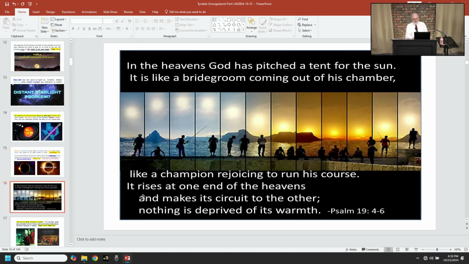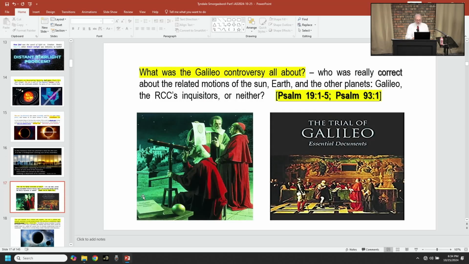Psalm 19 talks about how God has a circuit that the sun makes, and that as a result, nothing is deprived of its warmth. That is, all the warmth that we have on planet Earth, we would not have if we did not have the sun. So God gives to us because of that, and the sun makes a circuit. Is that controversial? Well, it was at one point in world history, and we'll come to that a little bit later. Oh, we're already there. And that controversy involved a guy named Galileo.